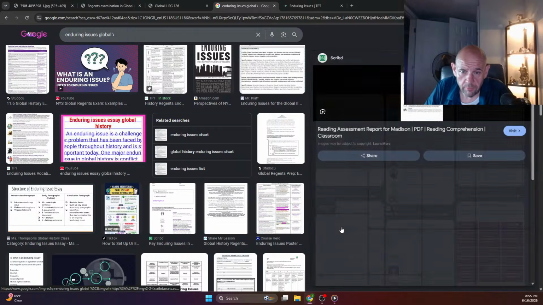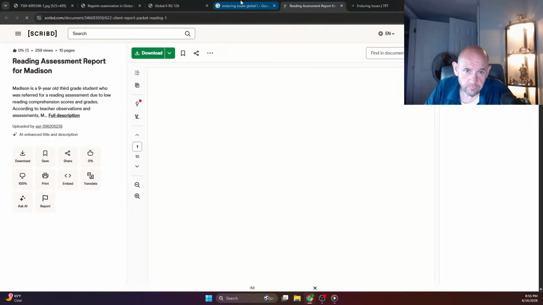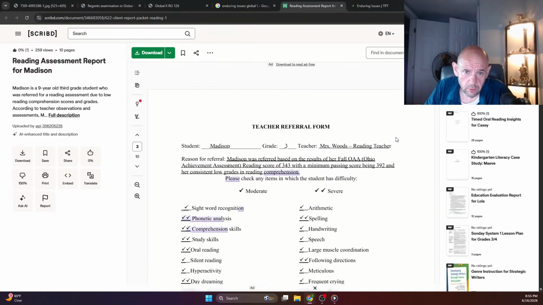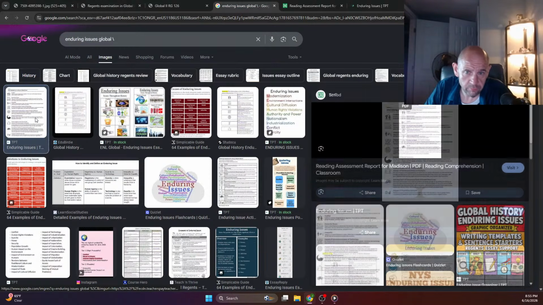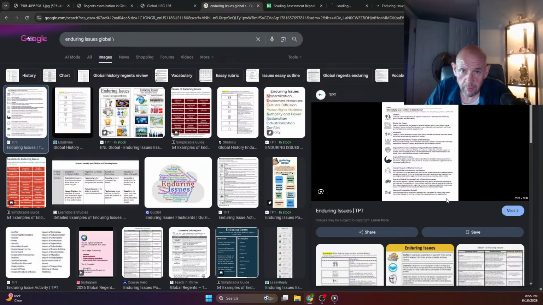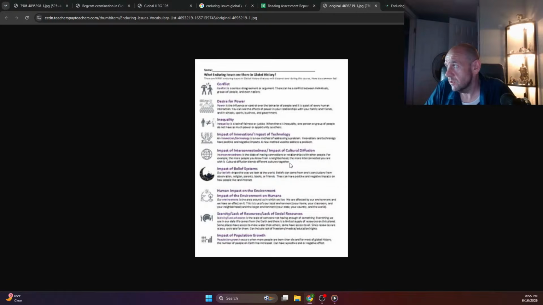But here, this one here, okay? All right, I can't be bothered. I'm not really even going to worry about what the actual thing looks like, because this is the chart. It's right over here. I'm going to blow it up. Everybody's seen this chart somewhere. If you're in a Regents level class, probably it's been handed out to you. And this is a list of enduring issues. Are these okay? Yeah, they're okay.